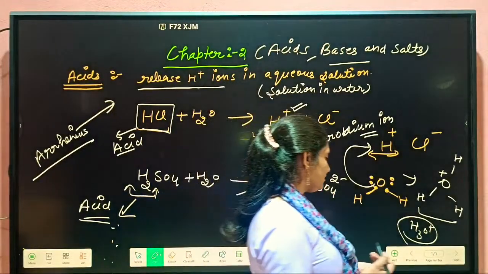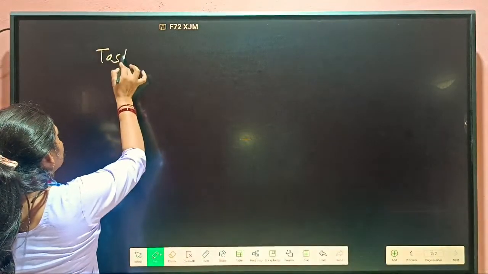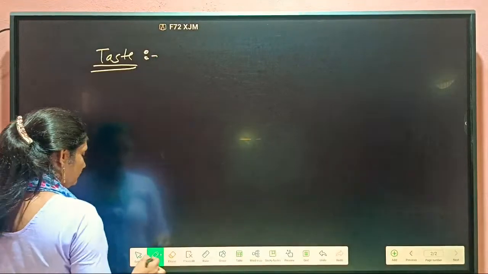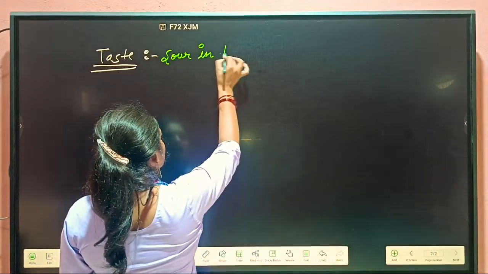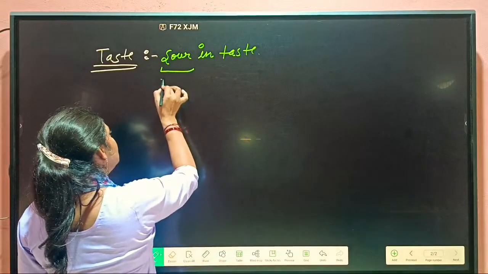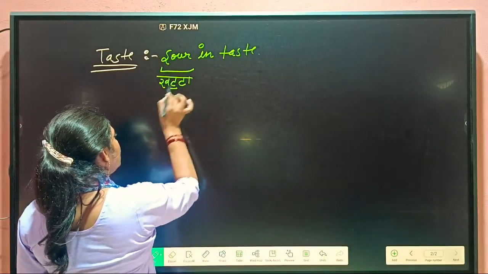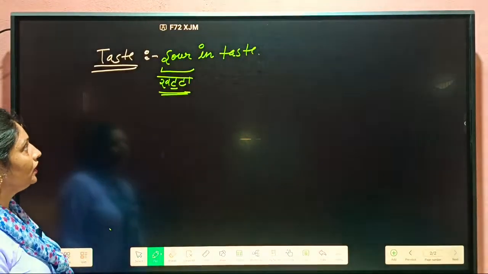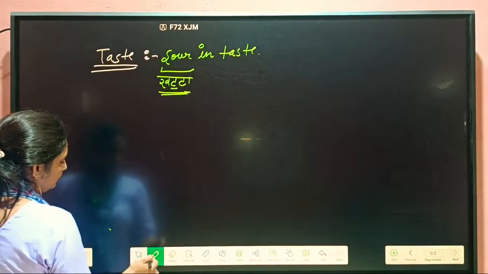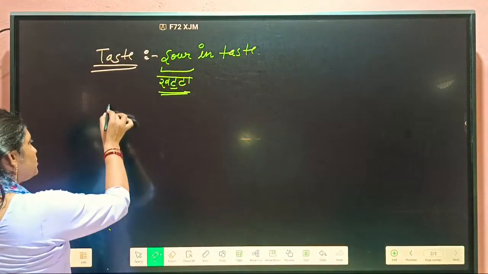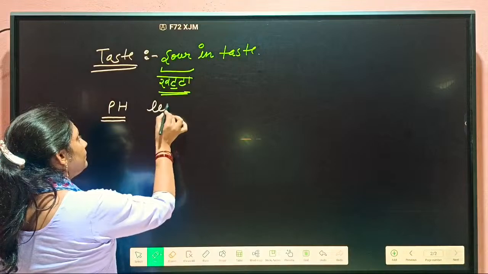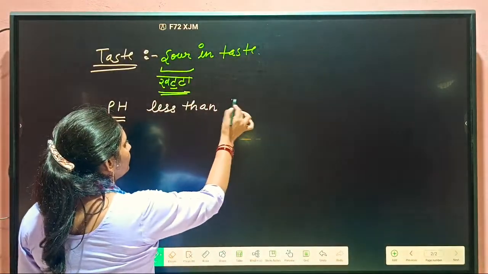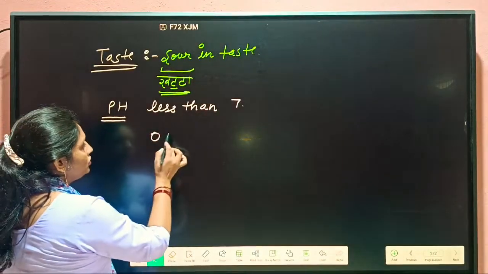Students, if I talk about the taste of acids, generally they are sour in taste. Sour means khatta. The taste of these is sour. Okay students, if I talk about pH, they have pH less than 7. They have pH in between 0 to 7.